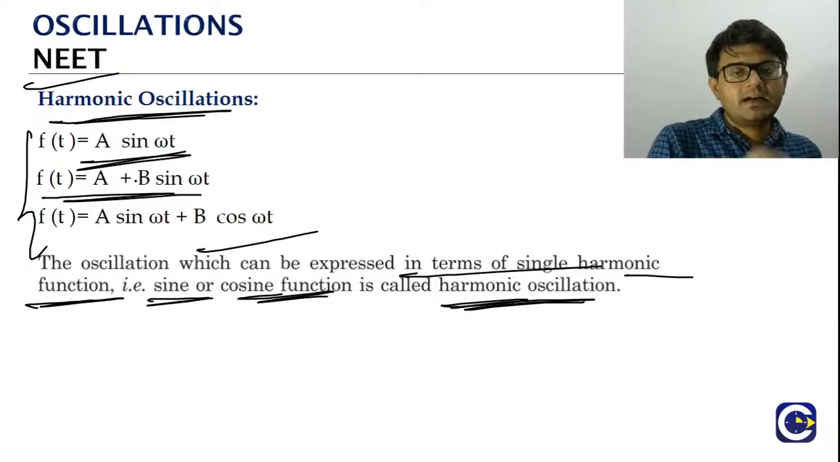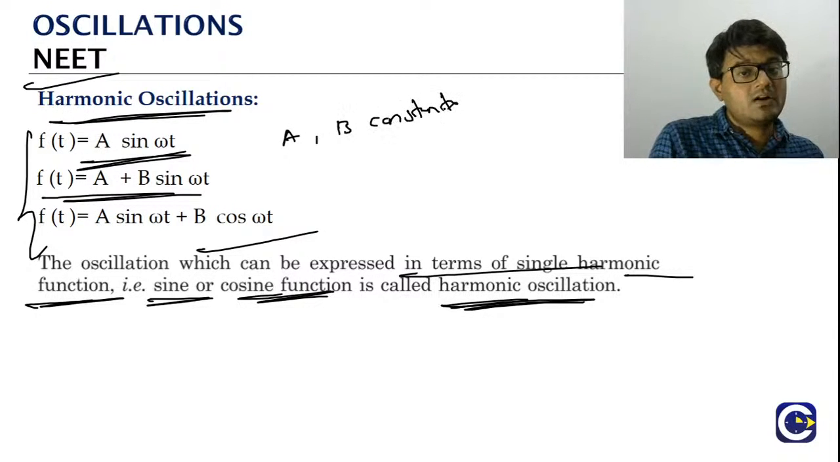The second example is A plus B sin omega t. Here capital A and capital B are constants, they are not functions. We need to remember that. So here it is a constant plus B sin omega t.